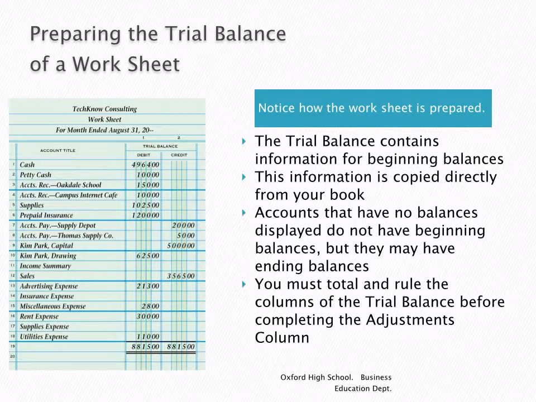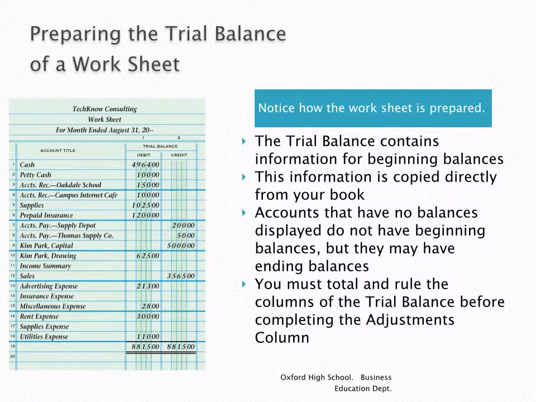Notice how the worksheet is prepared. The trial balance contains information for beginning balances only. This information is copied directly from your book, or even it may be a handout that the teacher will give you, but this information is generally supplied. You do no figuring to find this. You just simply transfer from a copy to your worksheet. Accounts that have no balances displayed do not have beginning balances, but they may have ending balances. This will be further explained in another slide.